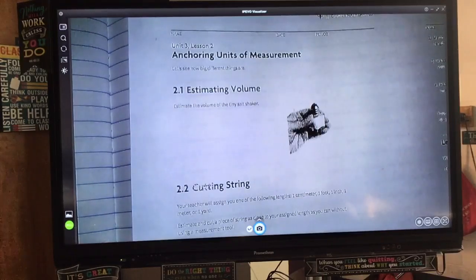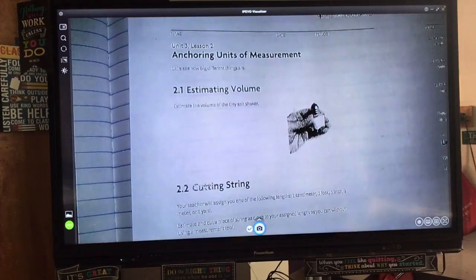Stand up when you have your estimation. It should take you about a minute max. About 10 more seconds. All right, have a seat.